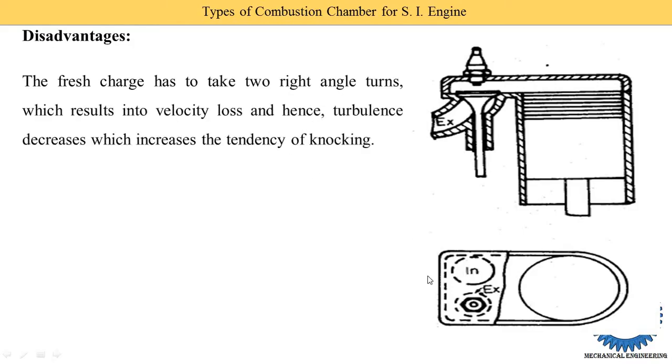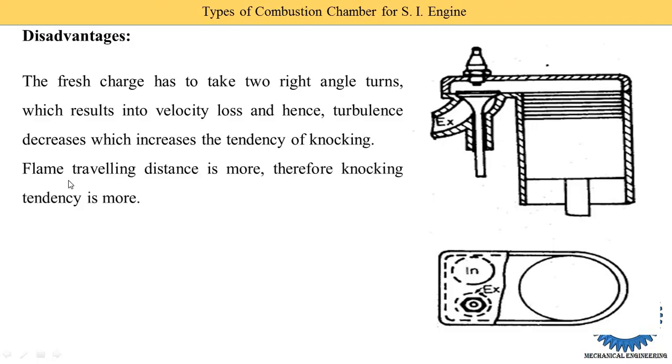Two right angle turns means, suppose this is the inlet valve. From this inlet valve the charge enters. So the charge is moving in this vertical direction, then turns 90 degrees, moving from here to here, and again takes a turn at 90 degrees. So it takes two right turns, which results in velocity loss, and hence turbulence is increased, which increases the tendency of knocking. Flame traveling distance is more, therefore knocking tendency is more.